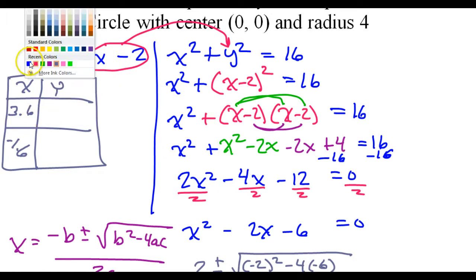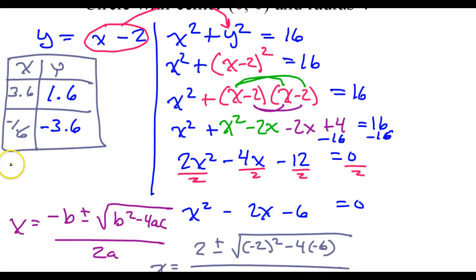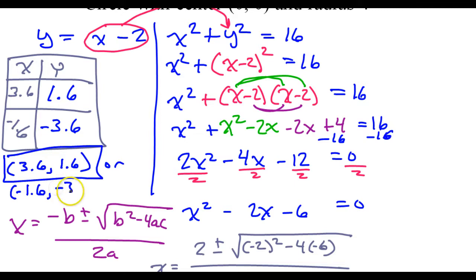So if I do that, 3.6 minus 2 is 1.6, and negative 1.6 minus 2 is negative 3.6. Okay, so these are our solutions. 3.6 comma 1.6 is one solution, and negative 1.6 comma negative 3.6 is the other.